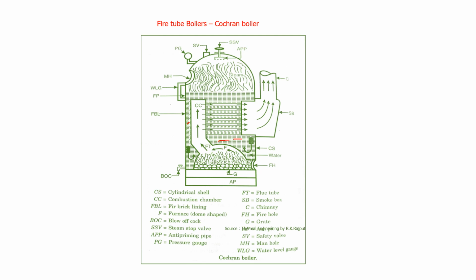This is a safety valve. This is safety valve, pressure gauge, manhole, water level indicator, fusible plug, fire brick lining. This is a smoke box, that is chimney smoke box, grate. So this is called major components of a Cochrane boiler.